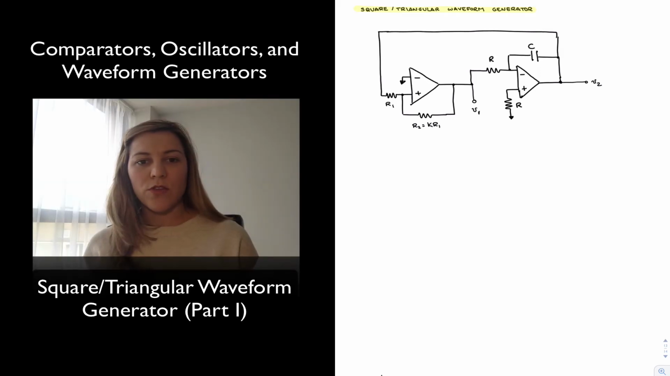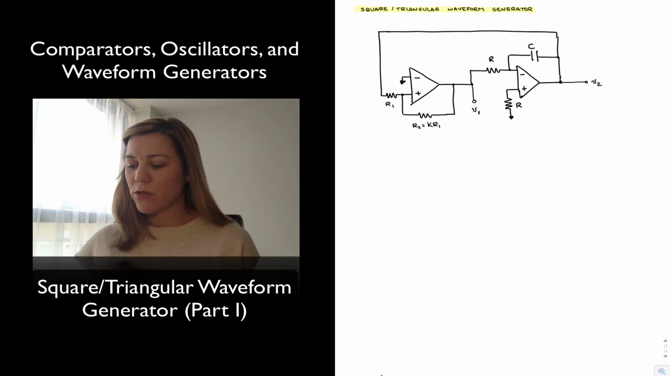Hello. In this video, we're going to look at another astable multivibrator or waveform generator. And in this case, it's a circuit that's going to produce both a square wave and a triangular wave. So I've referred to it as the square triangular waveform generator. And by looking at the circuit, you can tell that it consists of two stages.